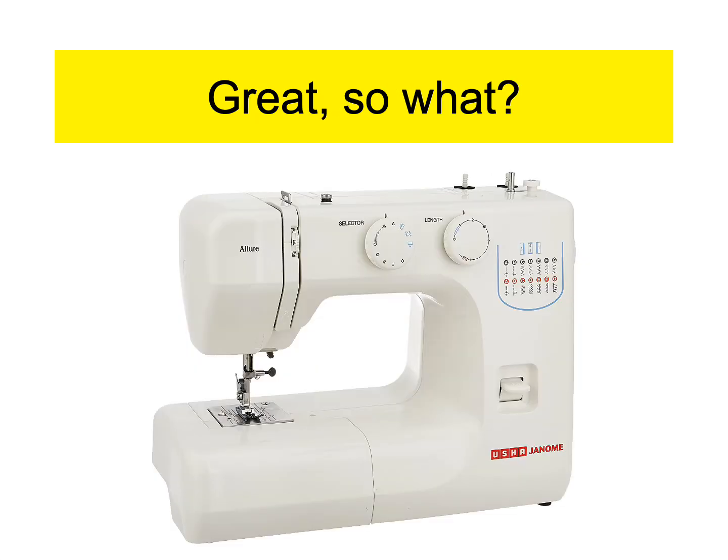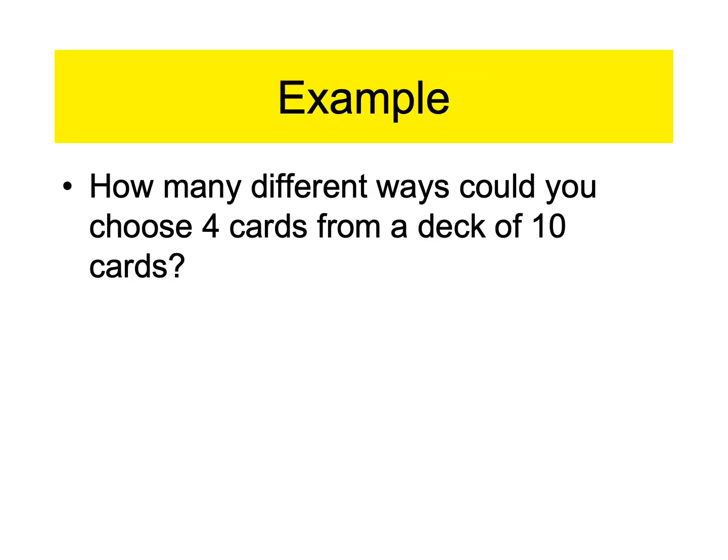Okay. So what? Great. We know how to do factorials. How does it make our life a little bit easier? All right. I'm going to give you one example. Well, actually, a couple different examples. So we've been doing these things called permutations. That's selecting things where order matters. So here's an example of a permutation.